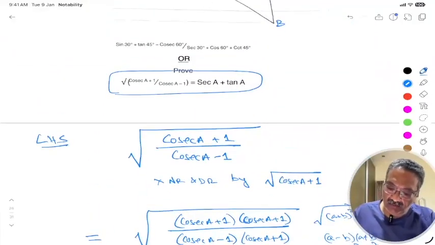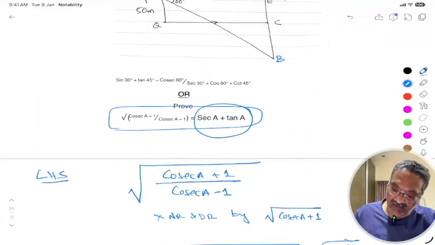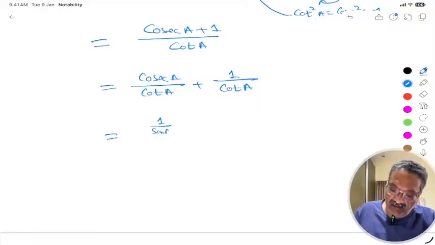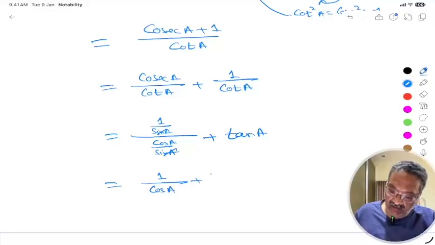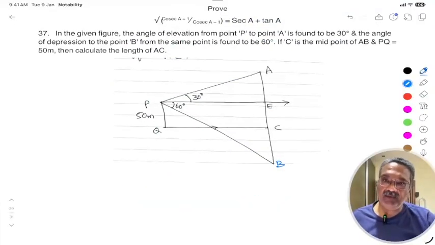But what is RHS? We have to prove that it is secant A plus tan A. So this is nothing but cosecant A divided by cot A plus 1 by cot A. Now this is secant A, so I will convert this to sine. This will be 1 by sine A divided by cot A, which is cos A by sine A, plus 1 by cot A, which is tan A. So sine A cancels, and I get 1 by cos A plus tan A, which is equal to secant A plus tan A, which is equal to RHS. Hence proved.